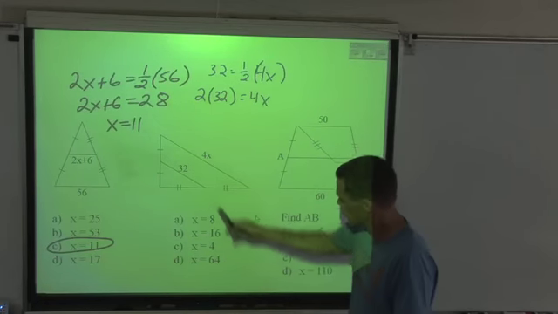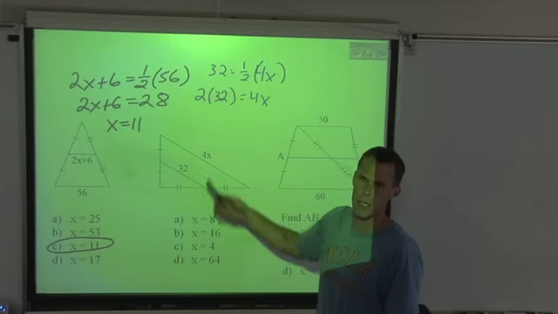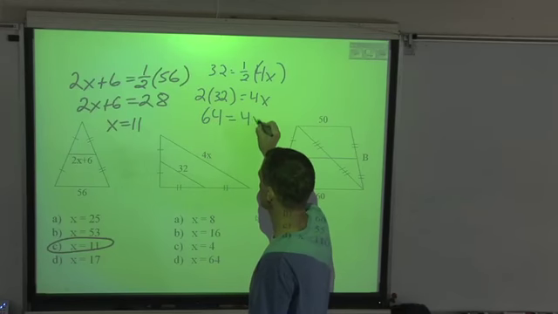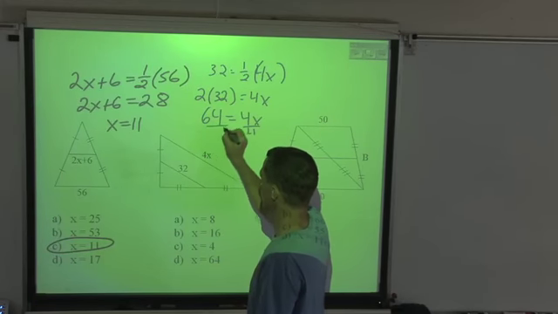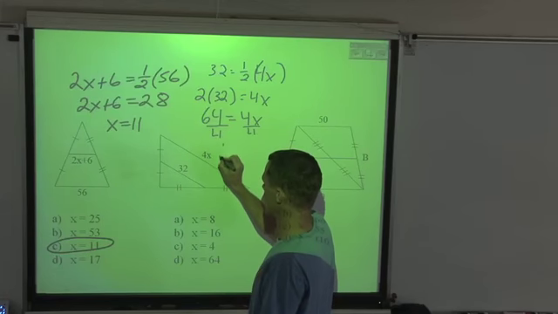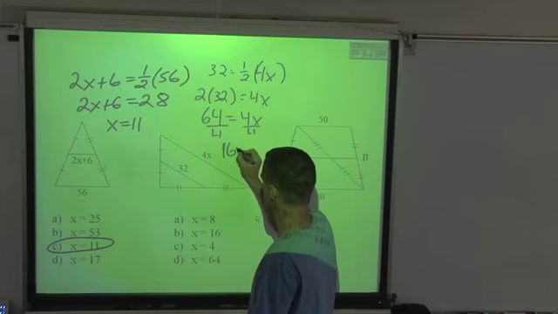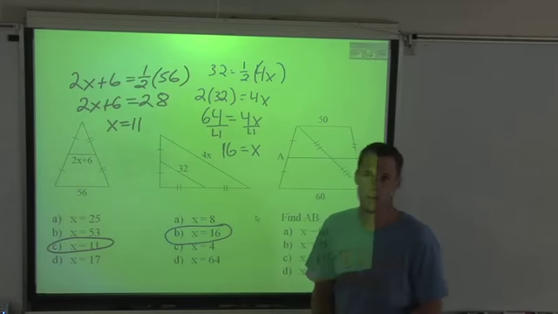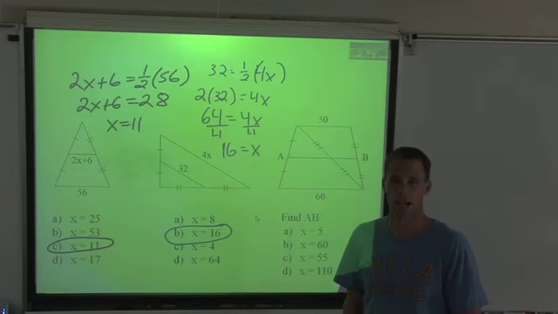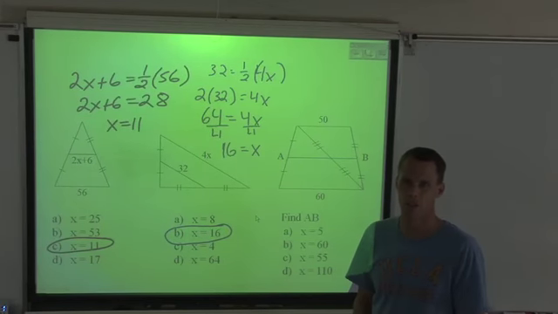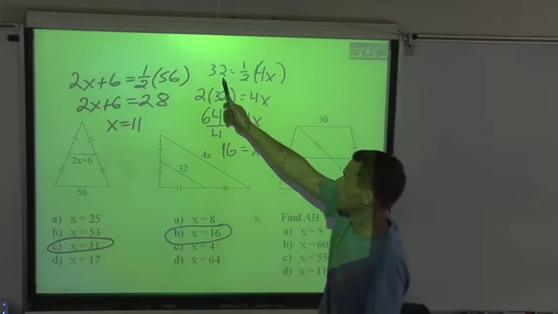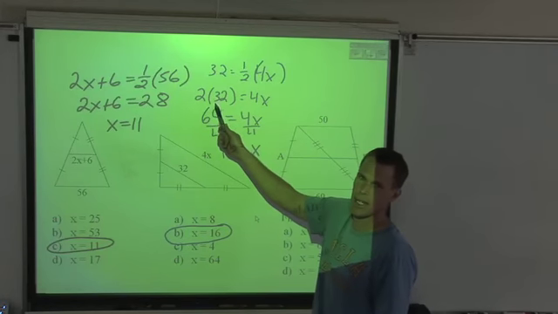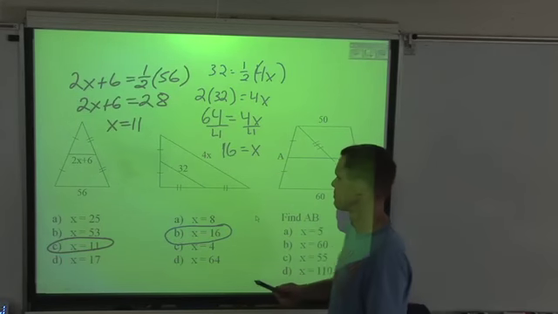That can be done. That makes sense. 2 of these equals 1 of the big ones. So that means 64 is equal to 4x. And now I divide by 4 on both sides, and I get 16 equals x. Problem number 2, done. The midsegment is 1/2 of the third side. So the midsegment is 1/2 of the opposite side, or 2 times the midsegment equals the third side.